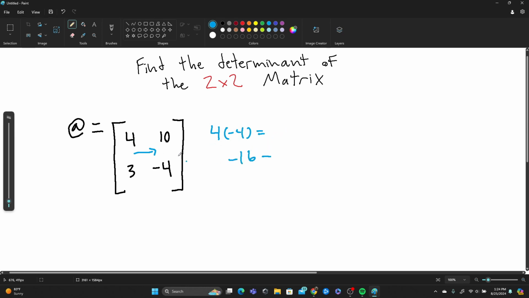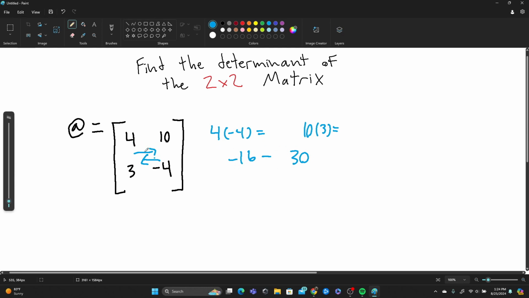And then we're going to subtract the product of going backwards, so right to left and top to bottom. So 10 times 3 equals 30. So now we have negative 16 minus 30, right?